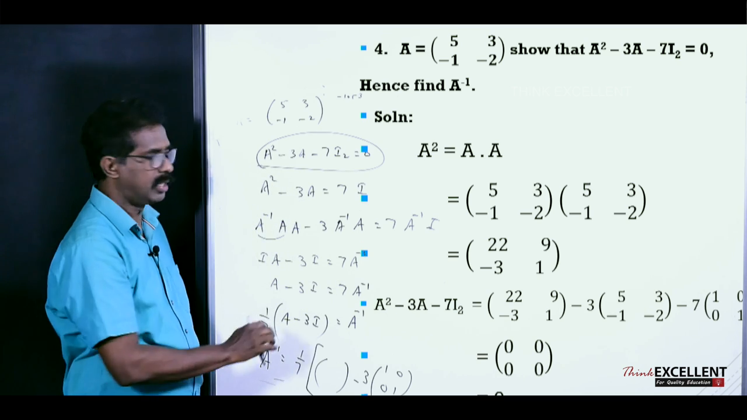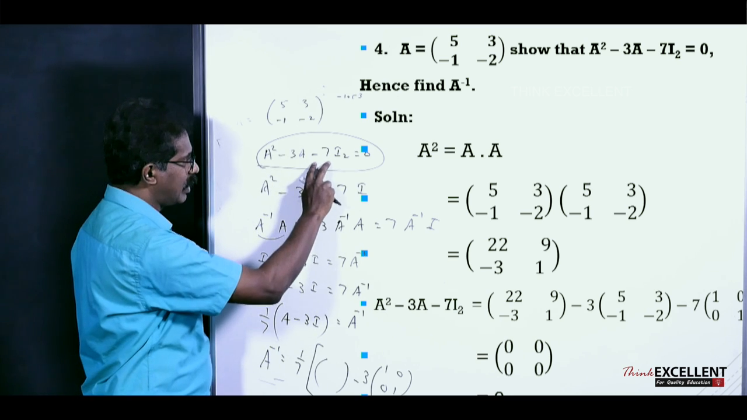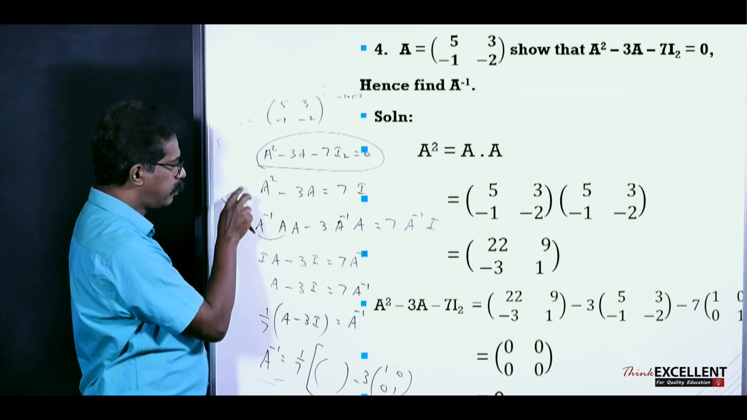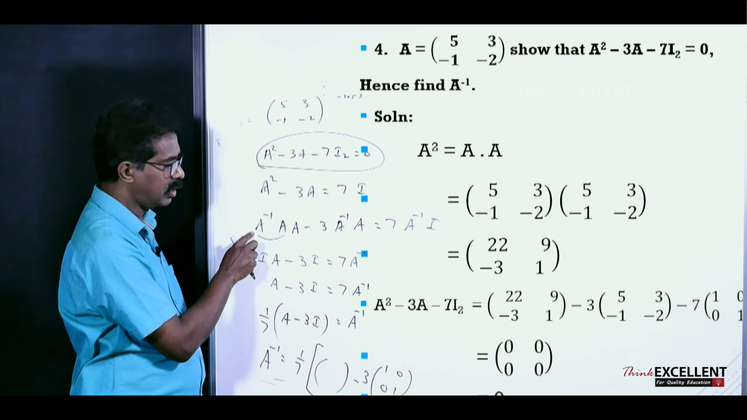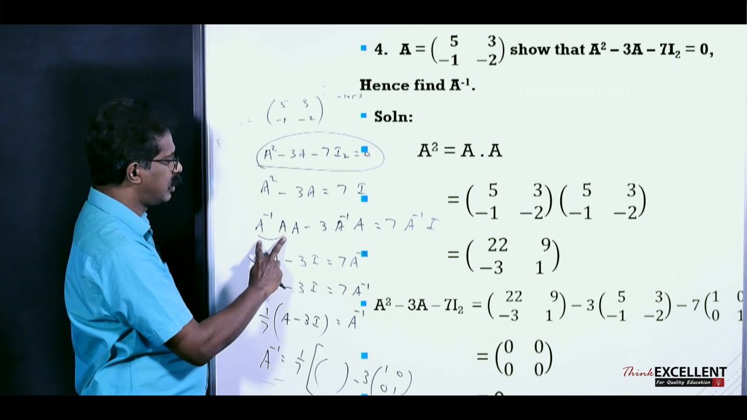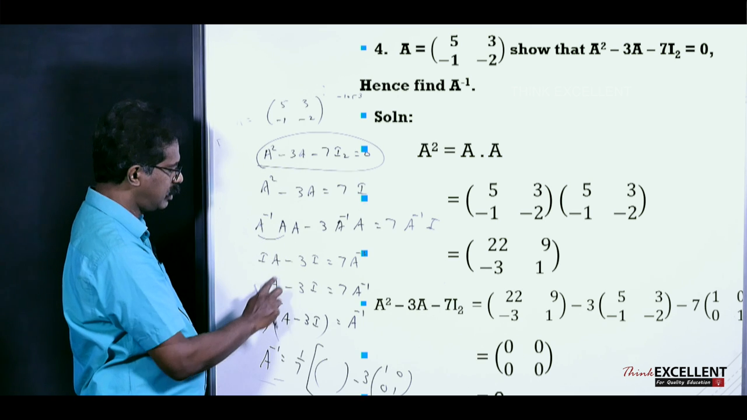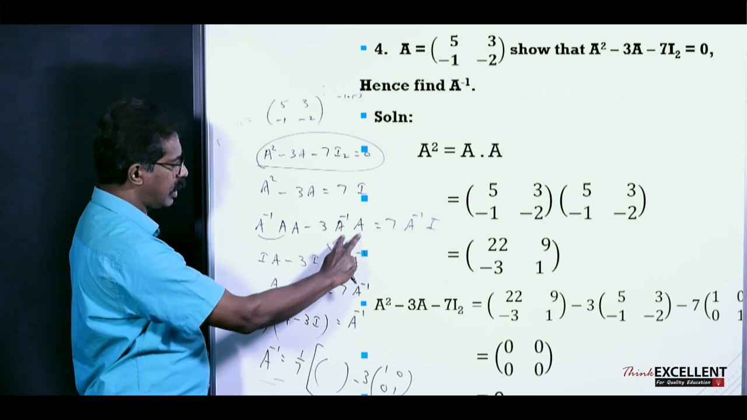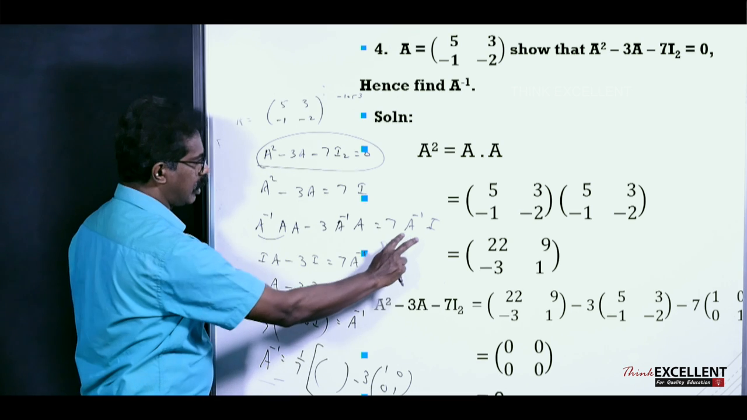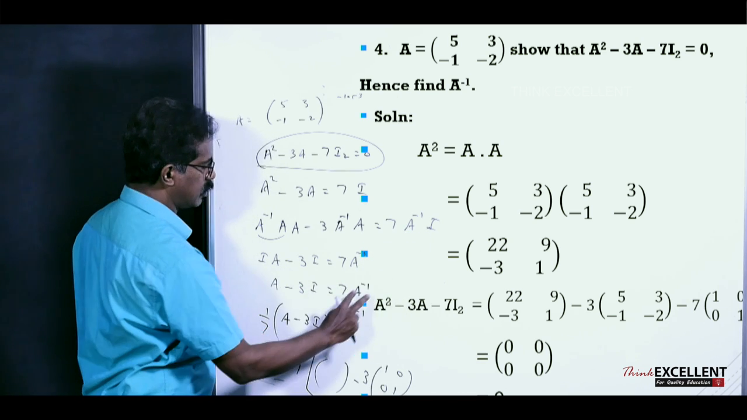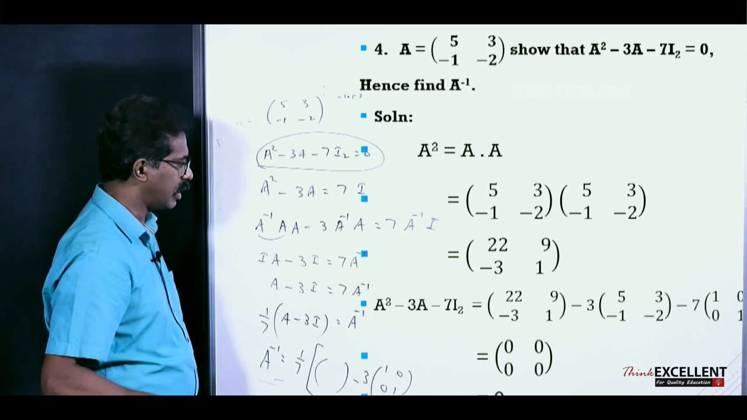Listen, what did we do here? Take this minus 7I to the right side. Multiply every term by A inverse. Okay, so remember, A inverse into A is what? I. I into A is A. A inverse into A is I. Here, A inverse into I is A inverse. So from that you can find A inverse.